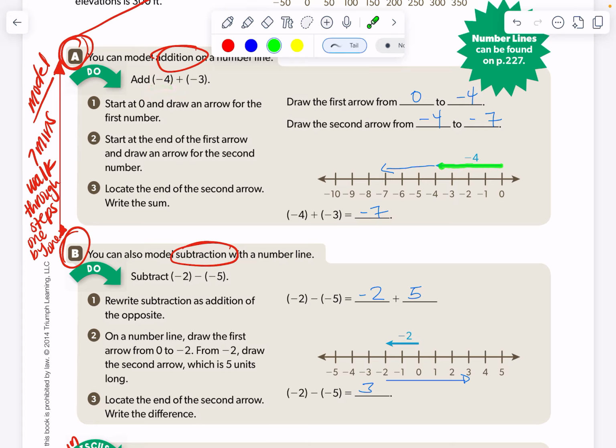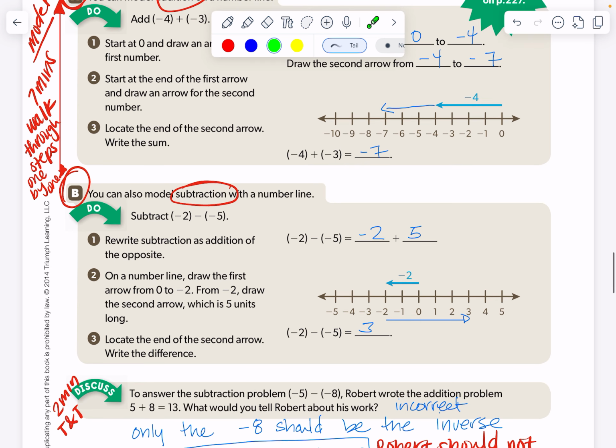From 0 to negative 4, we know that the negative 4 is to the left of the number line. And then from negative 4, we are also adding another negative 3. So from negative 4, we are going to also move another negative 3. That leaves us at negative 7.